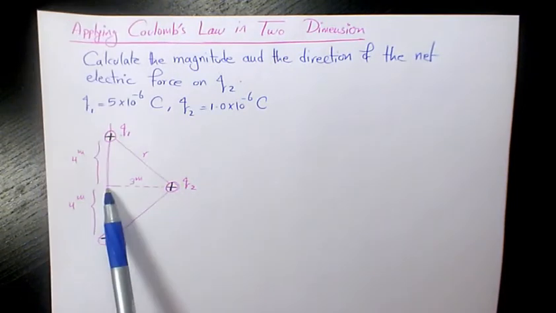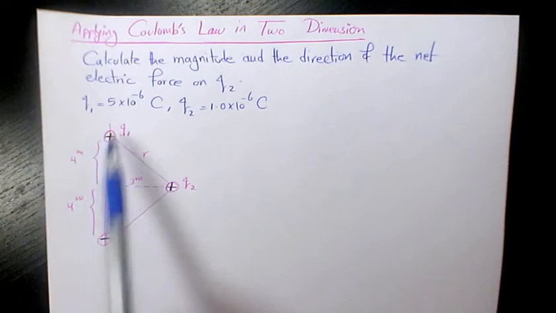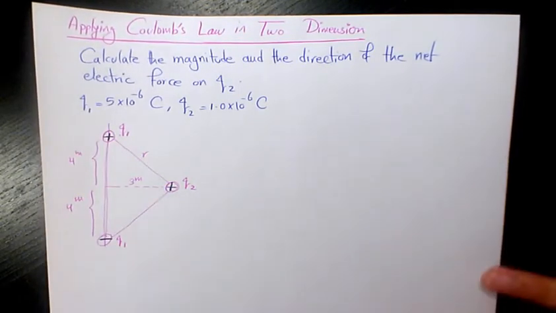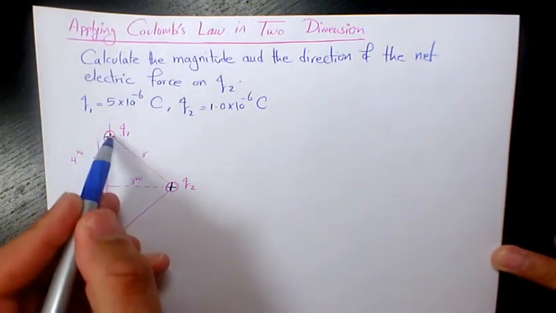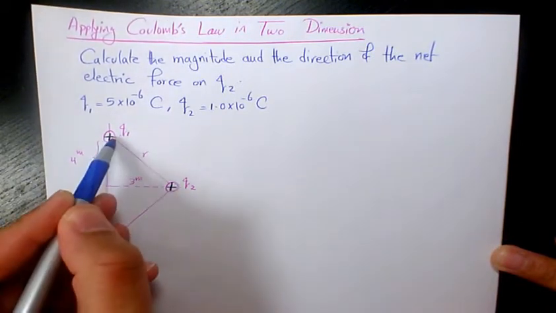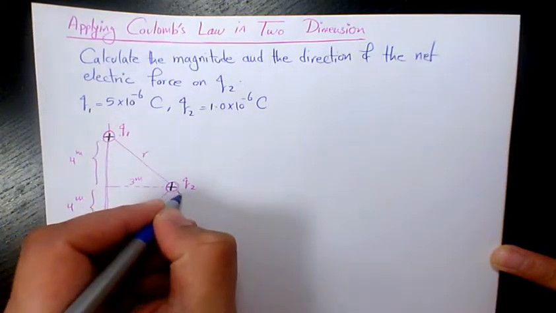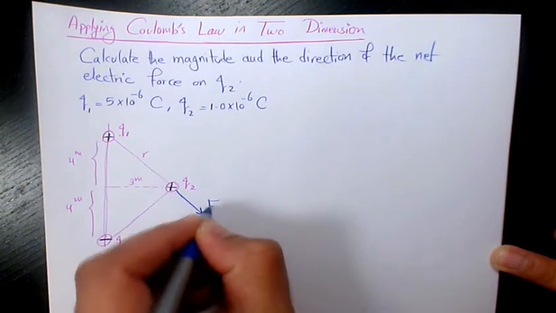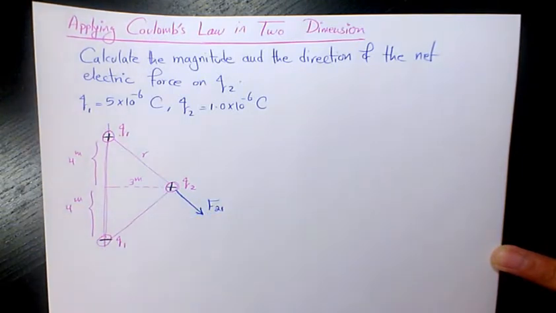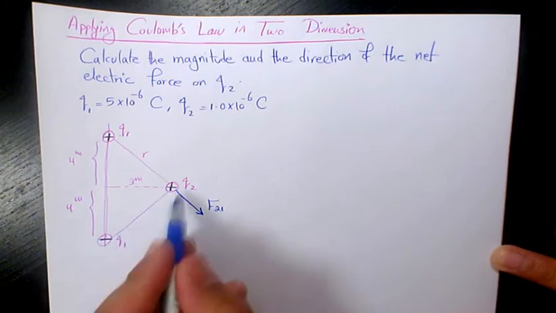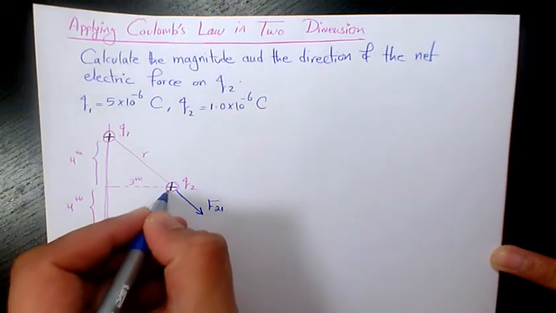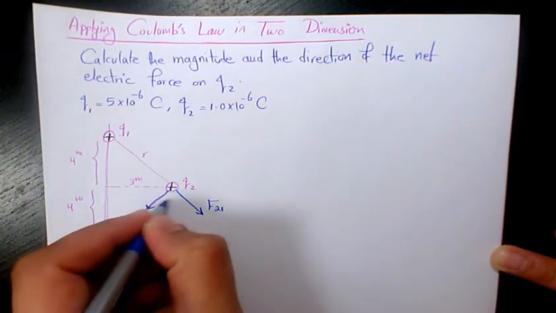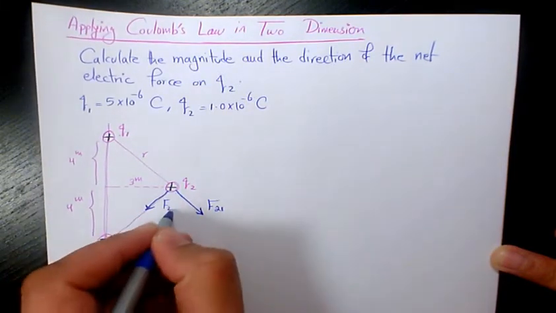So here we have the distance here to here is 4 meters, here to here is 4 meters, and here to here is 3 meters. So we have forces on Q2 due to the presence of Q1. That's going to be something like this. Q2 due to presence of Q1. And here, since there are unlike charges, we have attractive force F21.